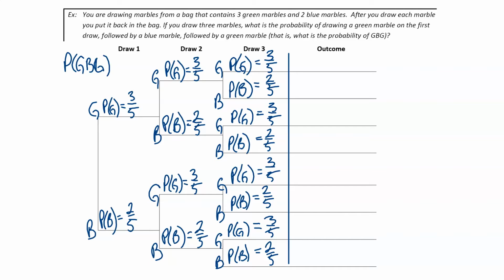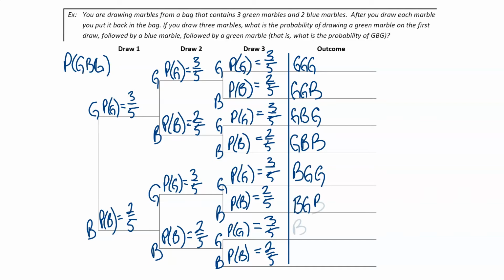So going across the top, we have a green, green, green outcome. The next one down will be green, green, blue. Going to the next branch below would be green, blue, green, followed by green, blue, blue. Then we go down to the branches starting with blue: blue, green, green; blue, green, blue; blue, blue, green; and blue, blue, blue. Now let's look at the probabilities of each of those occurring.